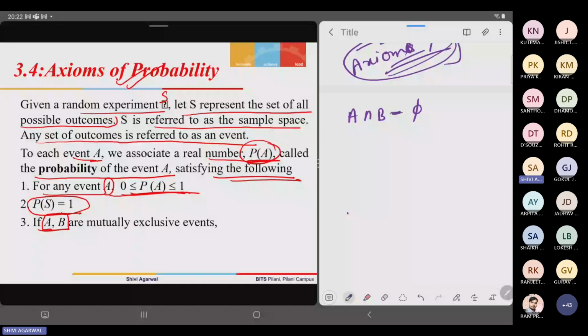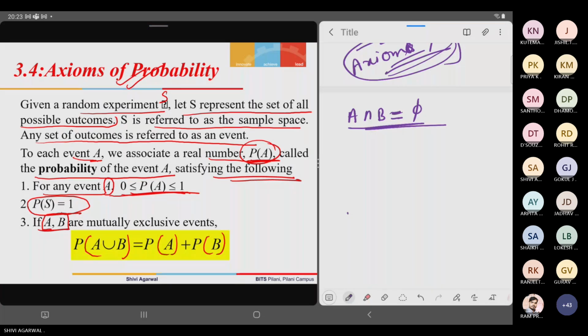So we are saying here, if they are mutually exclusive events, then the probability of A union B is equal to the probability of A plus the probability of B. This holds if A intersection B is the null set, that is, if they are mutually exclusive events. Correct? So these are the three axioms, and based on them we can calculate the probability of any random experiment. Clear?